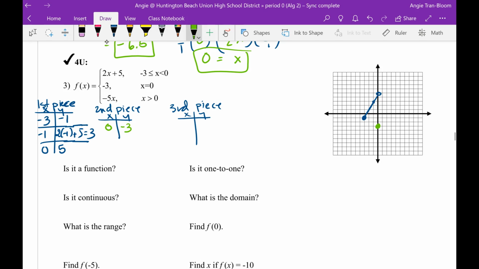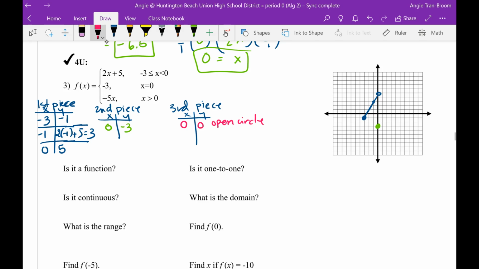Third piece. What is your starting point for the third piece? 0. Open circle or closed? Open. So 0 times -5 is 0, and I'm going to write open circle so that in my mind, I'm not going to forget. What else can I pick? Can I pick -4? Can I pick -5 for the third piece? No. What has to go which way?